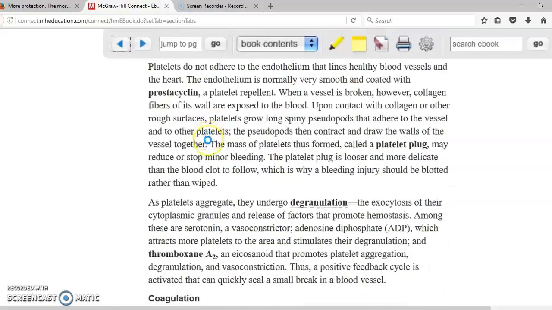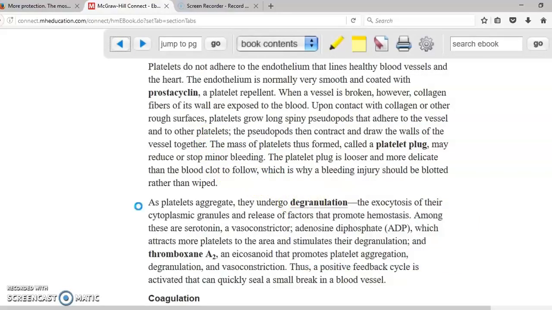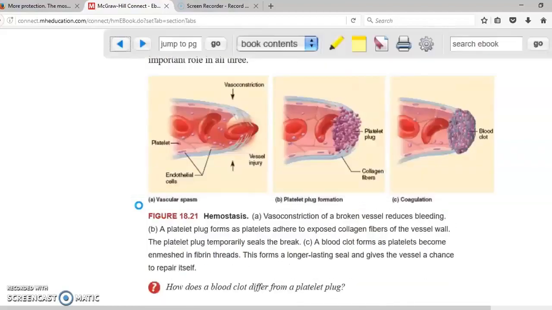So once you have the platelets and the platelets start attaching to the blood vessel, the platelets are going to start releasing some chemicals by a process called degranulation, as you can see here. The platelets are going to release, for example, serotonin. Serotonin also will produce more vasoconstriction. It also has ADP. ADP will attract more platelets to the area that was damaged. And also thromboxane A2, which will promote platelet aggregation, which is the attachment of more platelets to the initial set of platelets that were attached to the blood vessel.